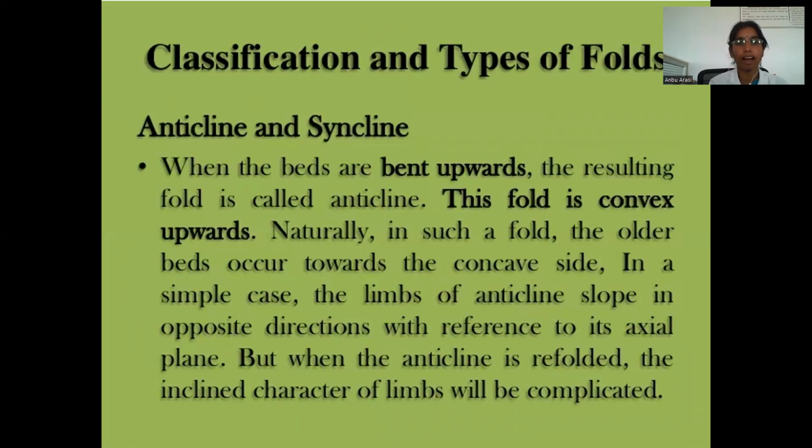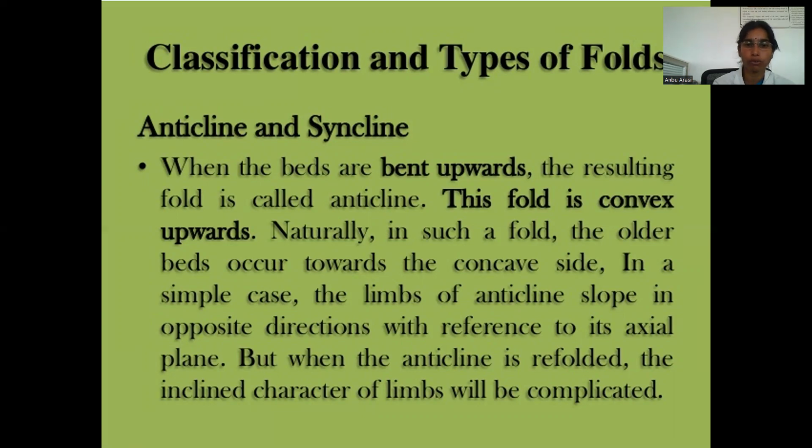First, anticline and syncline folds. Anticline fold. Anticline is the fold which is convex upwards. In anticlines, both the limbs are dipping away from each other. Progressively older beds are found upward towards the center of curvature of the fold. When the beds are bent upward, the resulting fold is called an anticline. This fold is convex upwards.